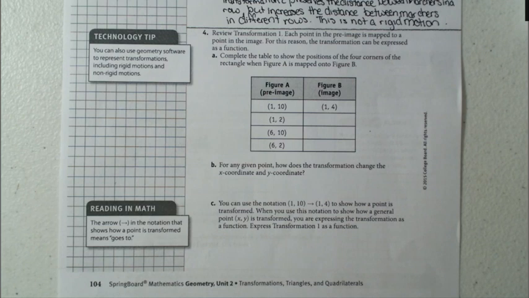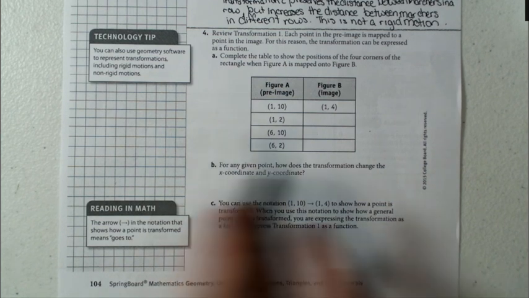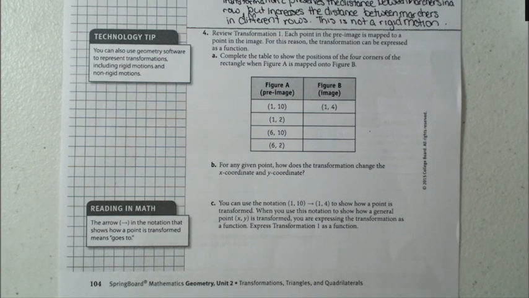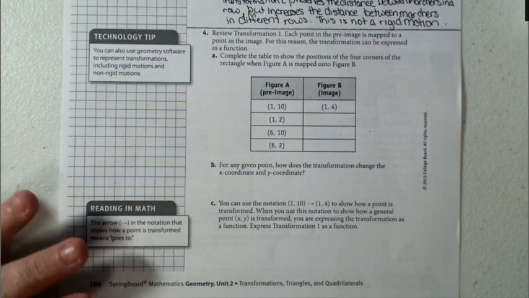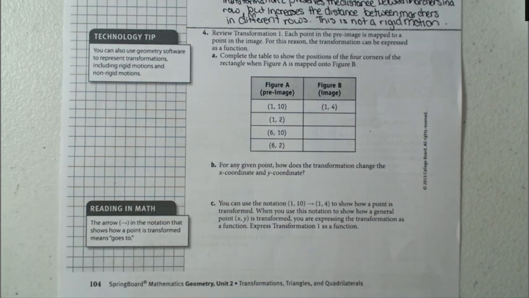For this reason, the transformation can be expressed as a function. A. Complete the table to show the positions of the four corners of the rectangle when figure A is mapped onto figure B. And it gives us some points here. B says, for any given point, how does the transformation change the x coordinate and the y coordinate?